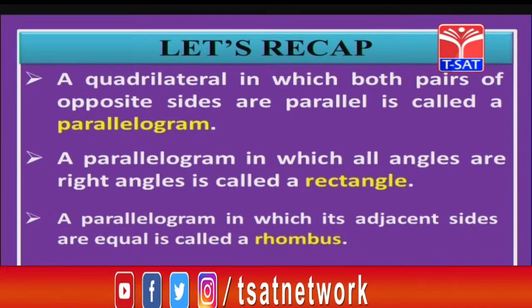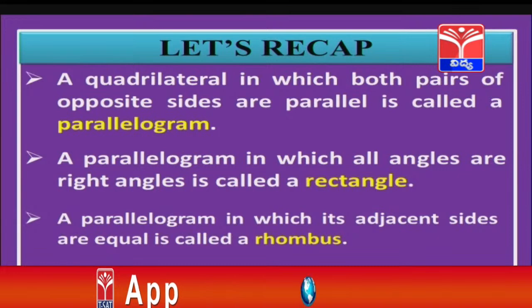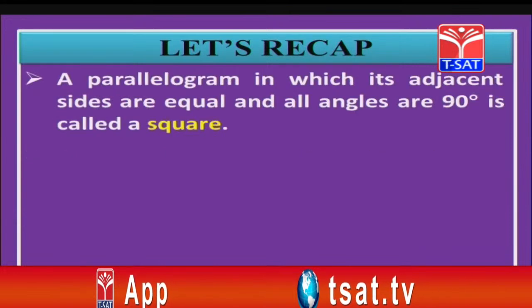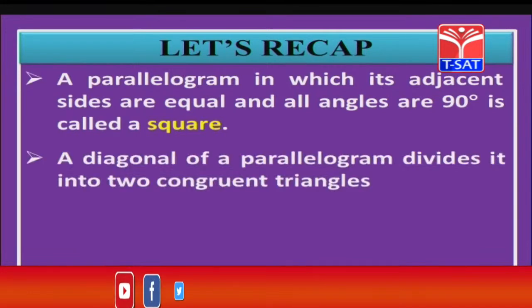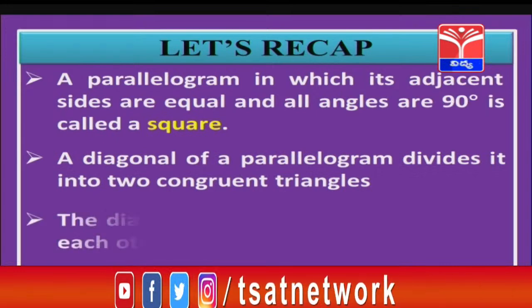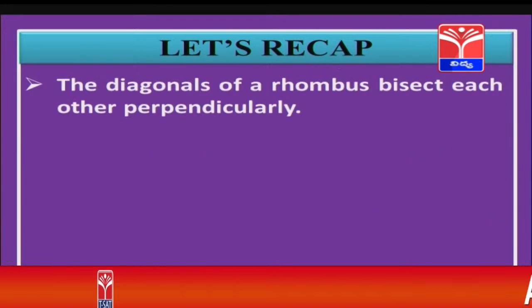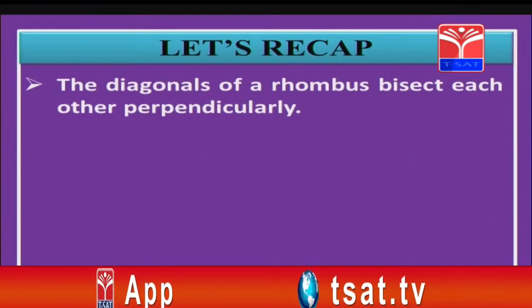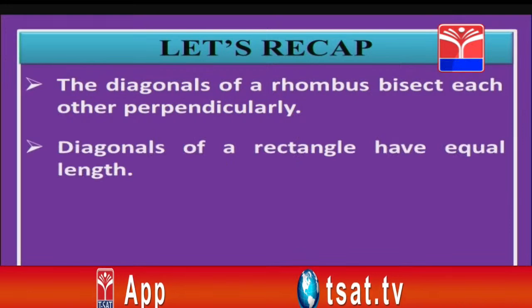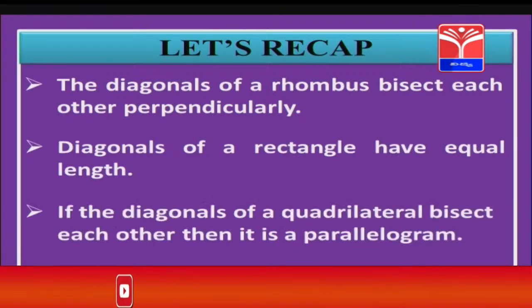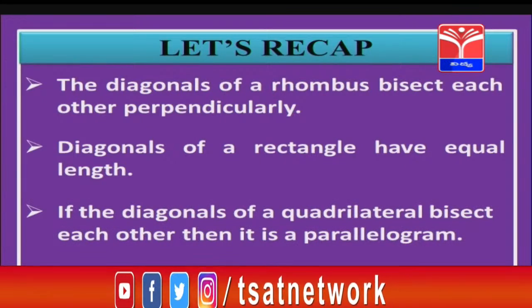A parallelogram in which all angles are right angles, or I can say it is 90 degrees, is called a rectangle. A parallelogram in which its adjacent sides are equal is called a rhombus. A parallelogram in which its adjacent sides are equal and all angles are equal is called a square. A diagonal of a parallelogram divides it into 2 congruent triangles. The diagonals of a parallelogram bisect each other. The diagonals of a rhombus bisect each other perpendicularly. Diagonals of a rectangle have equal length, and finally, if the diagonals of a quadrilateral bisect each other, then it is a parallelogram.